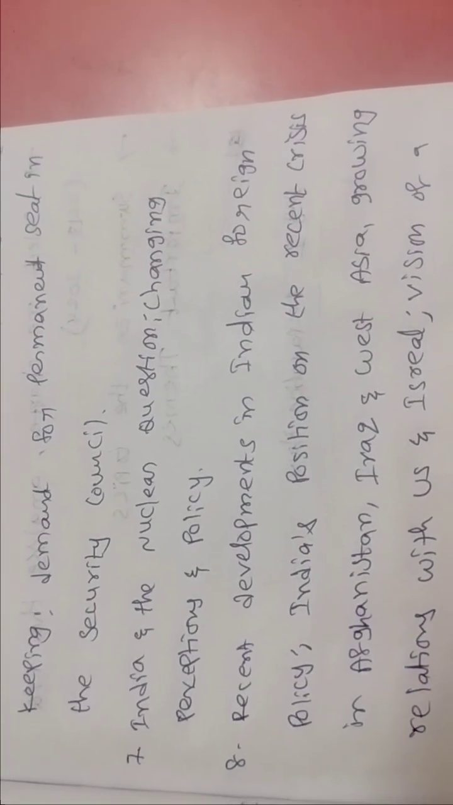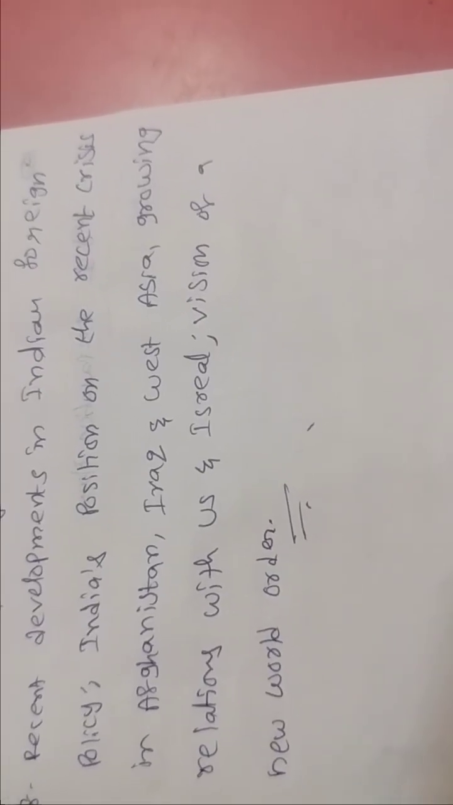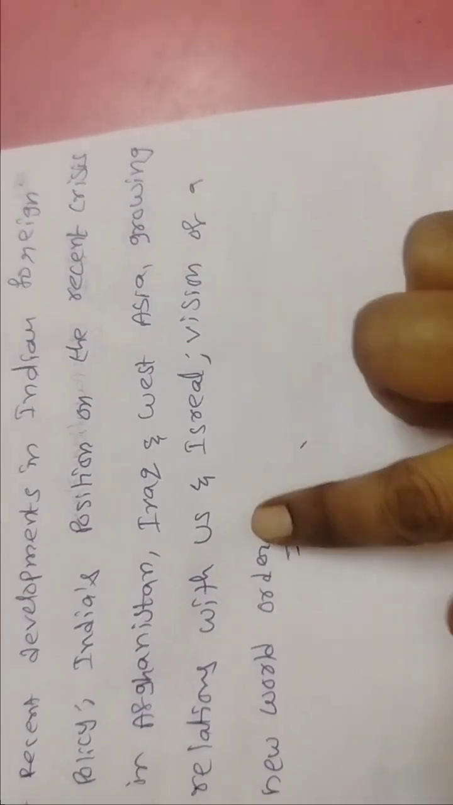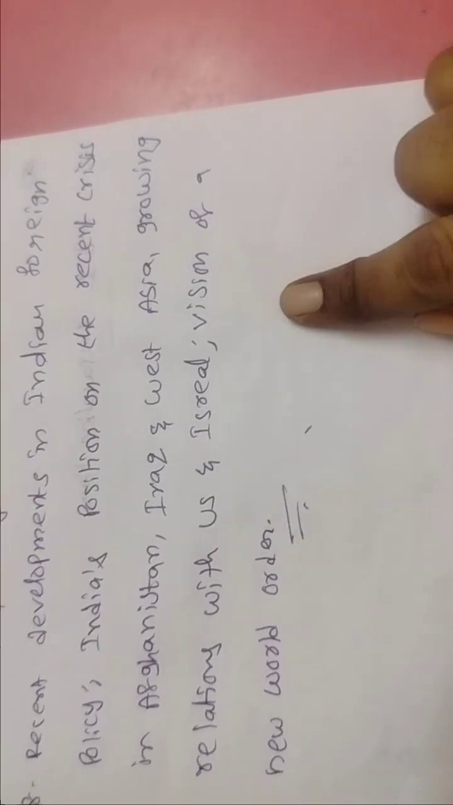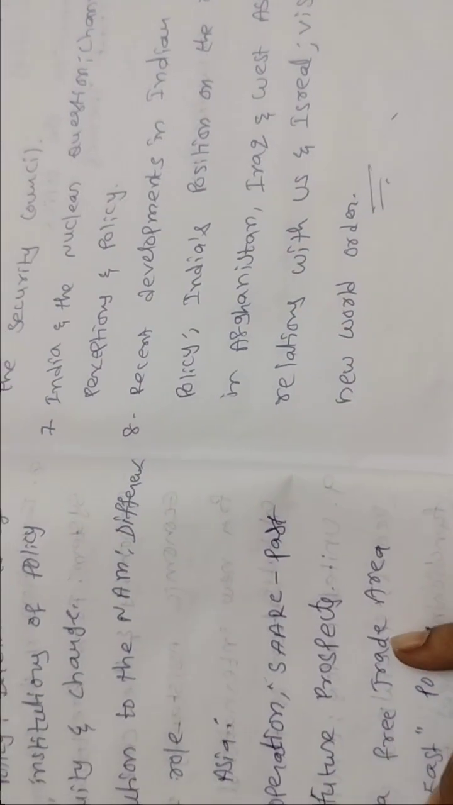Seventh chapter is India and the nuclear question, changing perceptions and policy. Last topic is recent developments in Indian foreign policy. India's position on recent crisis in Afghanistan, Iraq, and West Asia, growing relations with US and Israel, vision of new world order. These all are about Paper 2 syllabus.